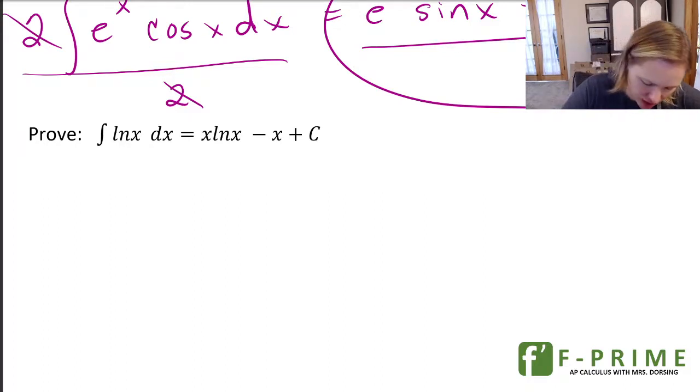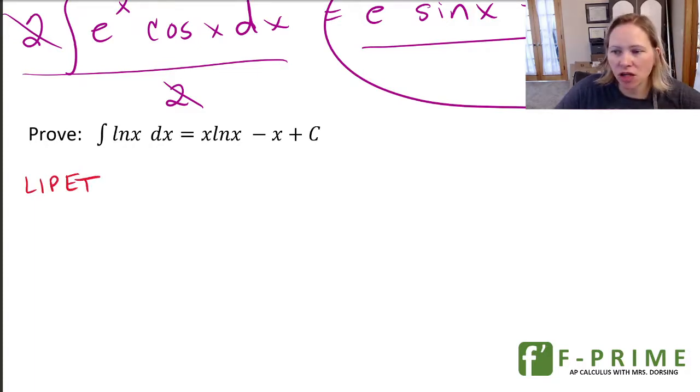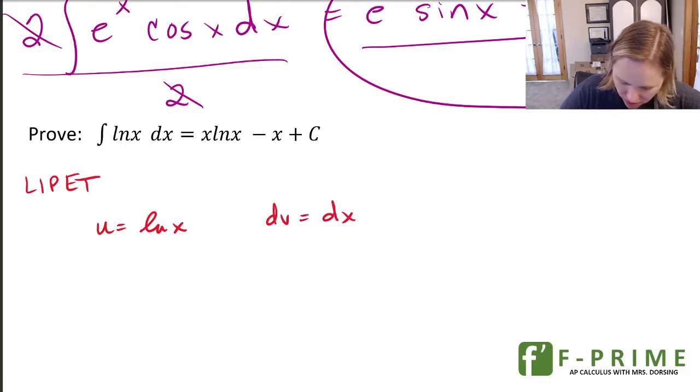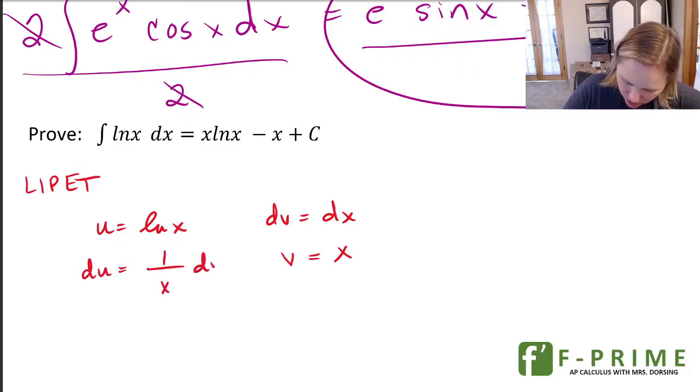So LIPET says this. LIPET says, if I'm going to choose what u is, I'm going to choose u based on LIPET. So logarithms comes first. So I'm going to let u be natural log of x, which means dv is just dx. Great, which means v is just x, and du is 1 over x dx.